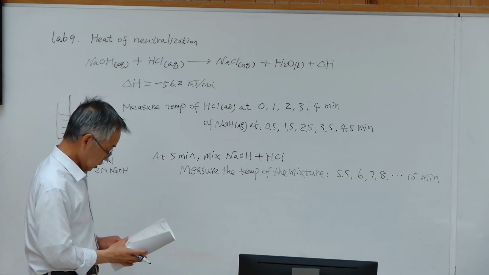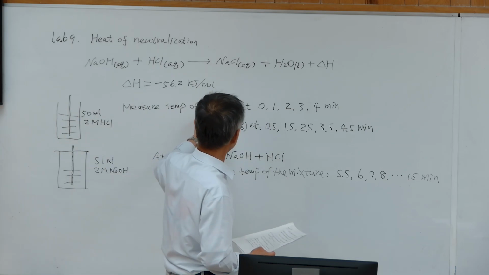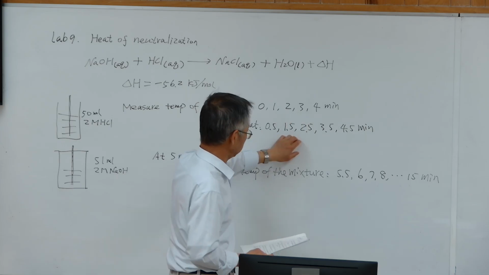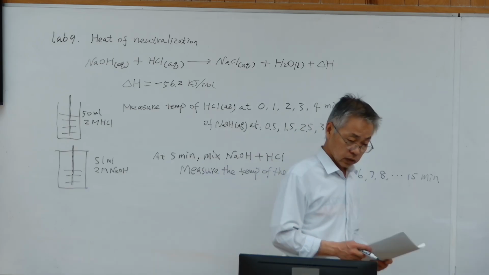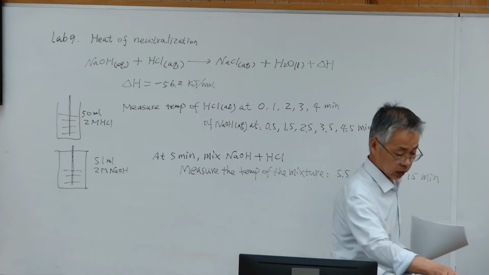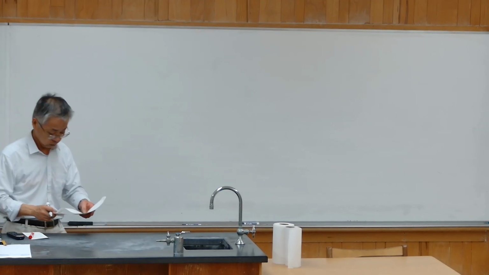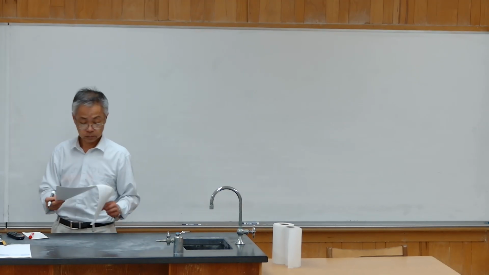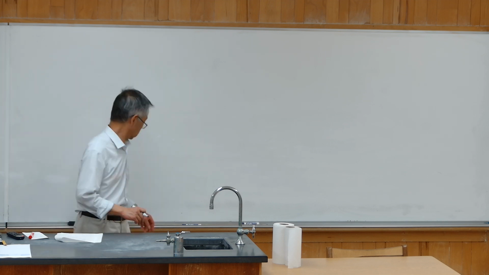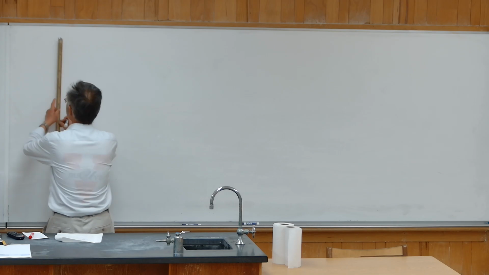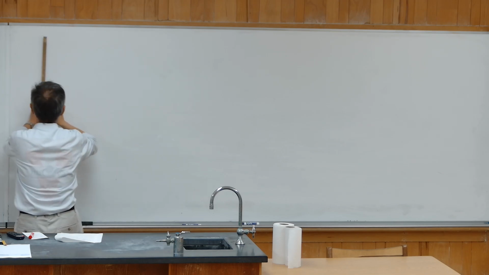Then from the temperatures you measured, including the initial acid temperature and base temperature, and then the temperature of the mixture, we can find the initial temperature and the final temperature of the reaction mixture. And plot a figure that looks like this.